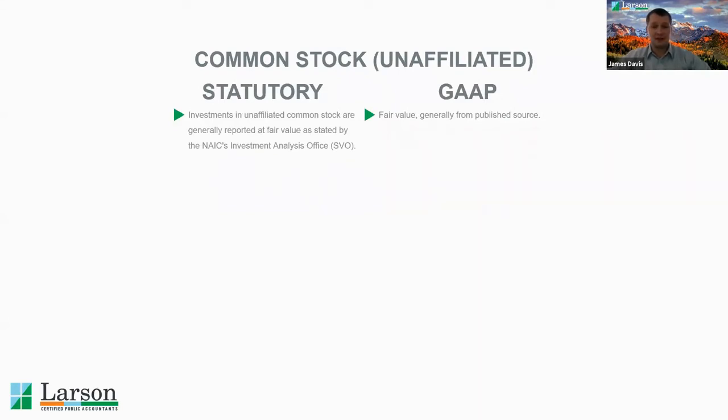Common stock, usually under GAAP, you report it at fair value, which is easily obtained from a published source such as the stock exchange. Under statutory accounting, investments in unaffiliated common stock are generally reported at fair value, as stated by the NAIC's Investment Analysis Office, which is the SVO.